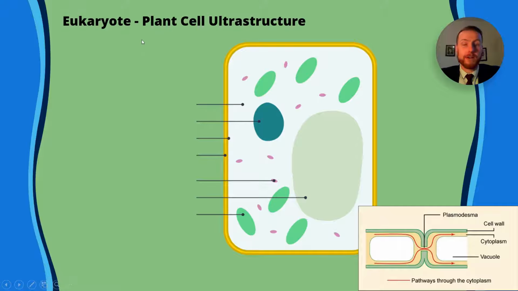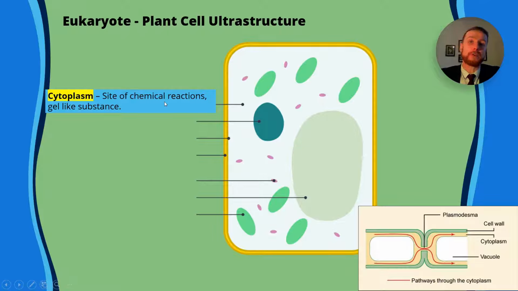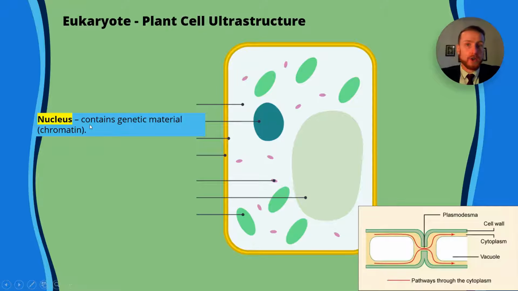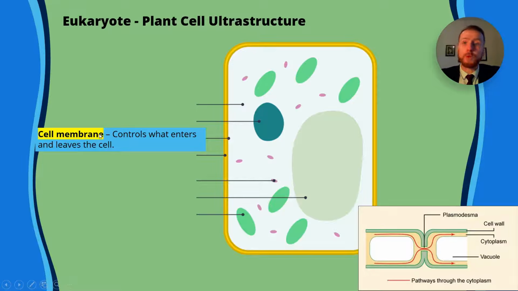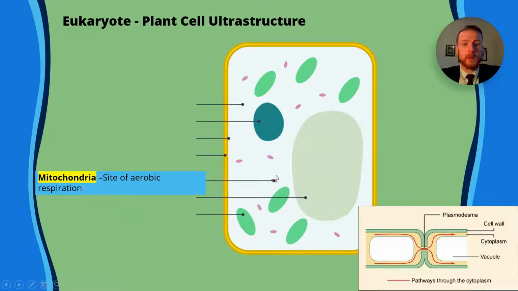So let's have a look at eukaryotic plant cell structure next of all. Well, first we have the cytoplasm. This is the site of chemical reactions and a gel-like substance. We then have the nucleus, which again contains genetic material, very similar to eukaryotic animal cells here. We then have the cell membrane, which controls what enters and leaves the cell. Mitochondria, which are the site of aerobic respiration. And it's important that you know that plants respire too, it's not just animals.